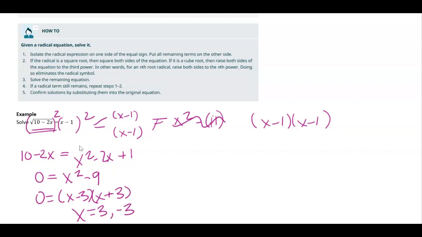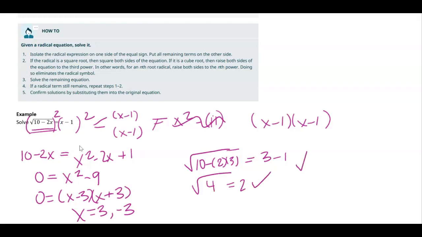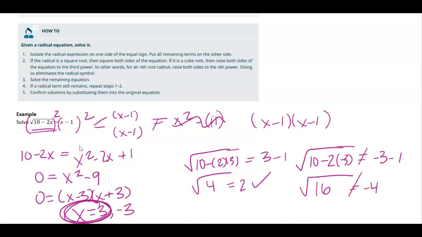But let's check and just double check, make sure. If I plug in 3, do I get the same thing on both sides? This is the square root of 4 equals 2. Yes, that is true. Here I get the square root of 16 equals negative 4. Not true. So only 3 is a solution. Negative 3 is what we call an extraneous solution.